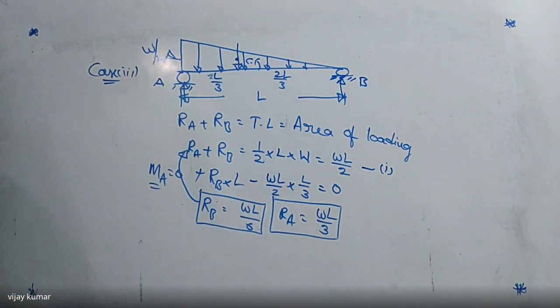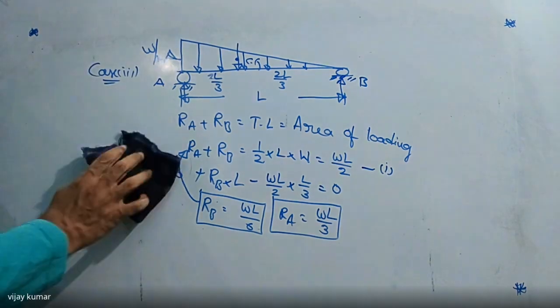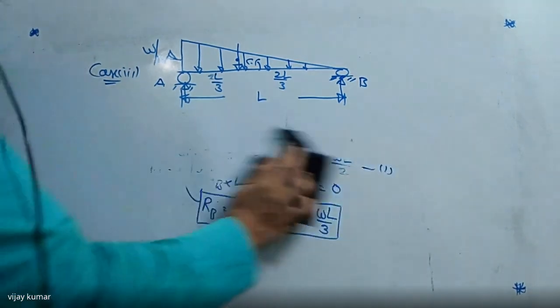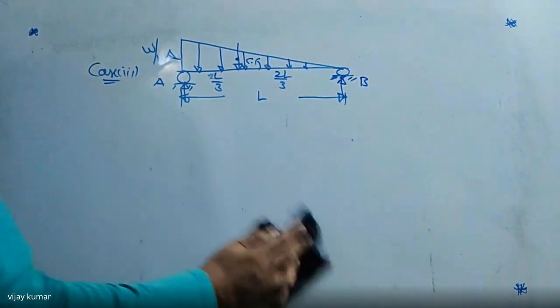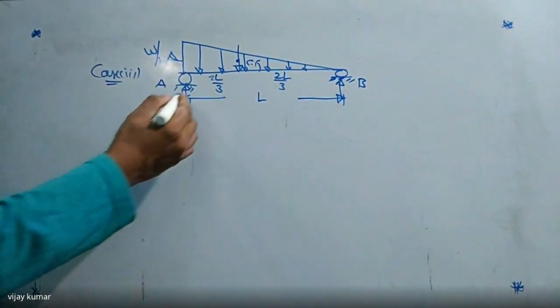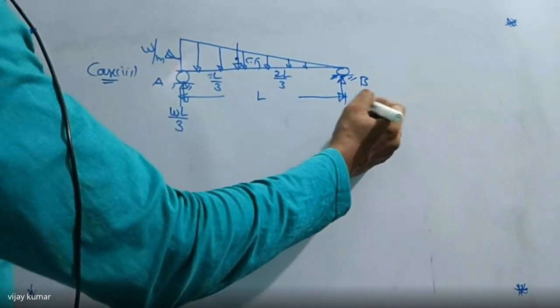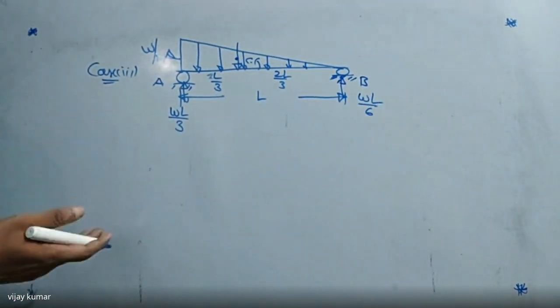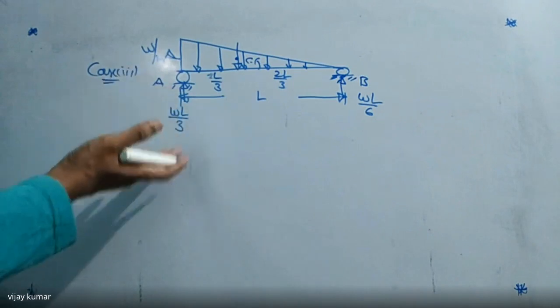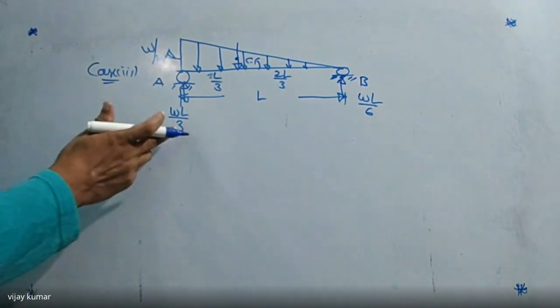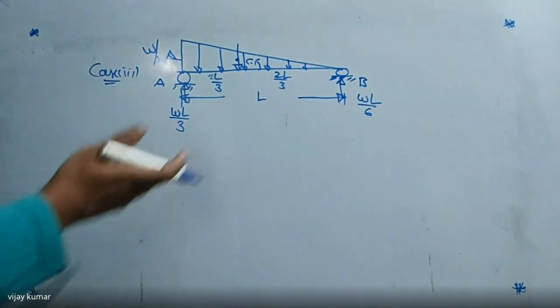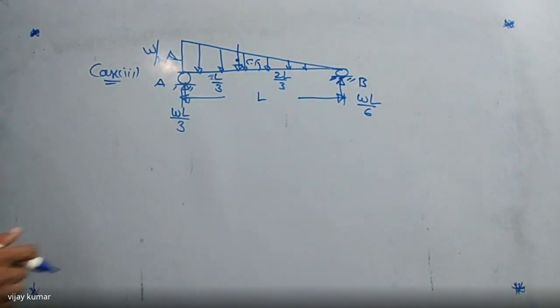Did you get my point? Right, these are the RA and RB values. So I'm going to indicate those reactions. After that, I'm going to draw the shear force and bending moment diagrams automatically. So RA is WL by 3 and RB is WL by 6. If you see the diagram, where the load is more, at that point we have more reactive force. So this force is always more than this one. This one is WL by 6, but here it is WL by 3. So these are the two reactions.